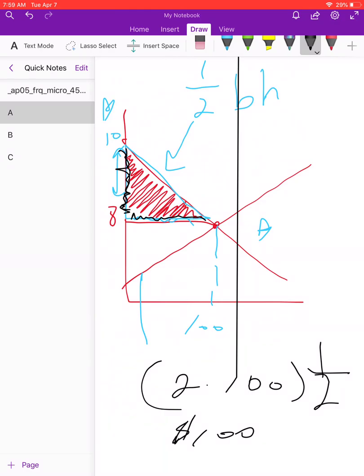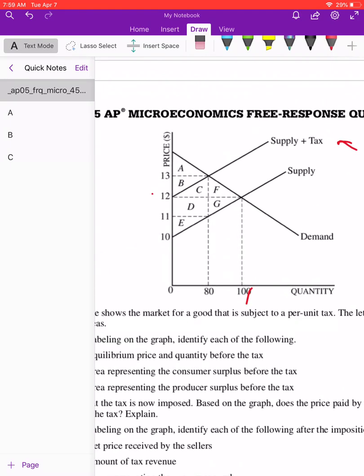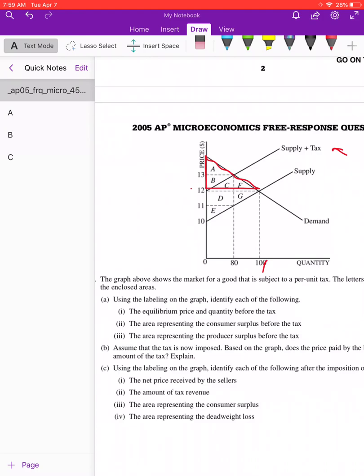But that's not what the question is asking. If you go back to it, they want to know the area of the consumer surplus, and so just taking a quick look here, we know that what we just said a second ago is that the consumer surplus is the area above equilibrium. And so your answer is going to entail those letters that we see there. Your answer would be A, B, C, F on this question. And so the answer for consumer surplus before the tax is A, B, C, F.